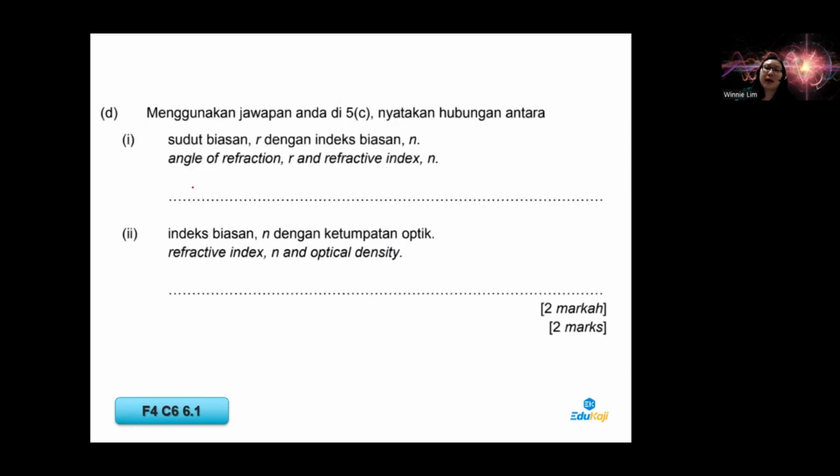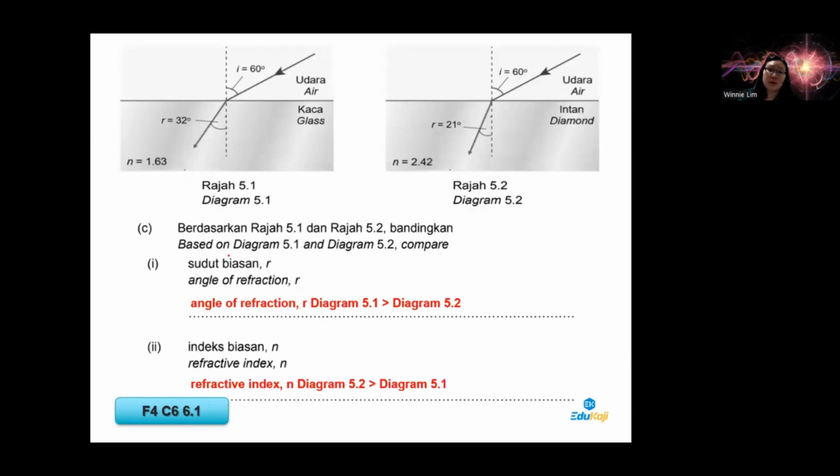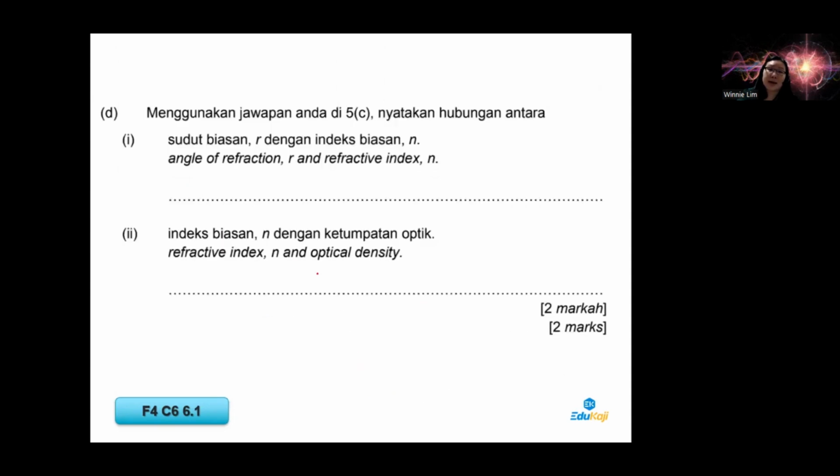And then you relate the angle of refraction to the refractive index. You just tell the relationship, increase or decrease. So based on what you give in angle of refraction, 5.1 is bigger, 5.2 is smaller. So that means the other way around, right? So you can say when the angle of refraction increases, the refractive index decreases, or you can say inversely proportional. They accept the words inversely proportional. And then refractive index and optical density are directly proportional, increase.